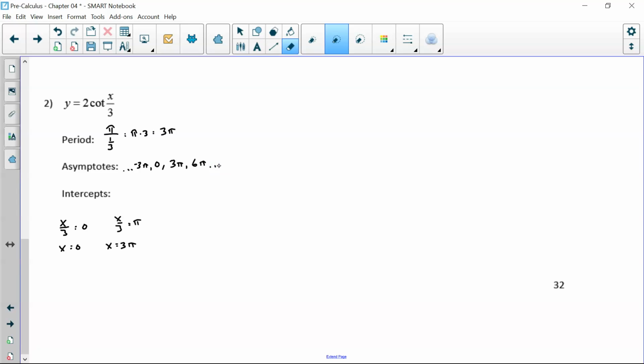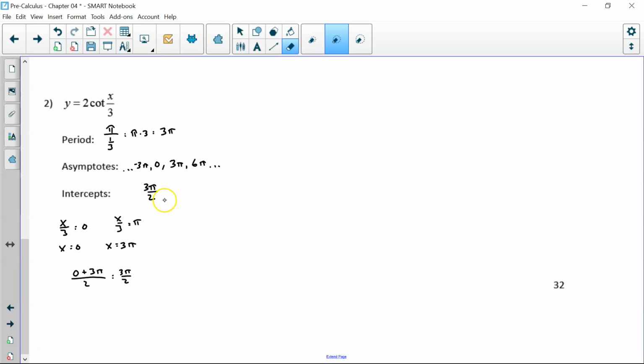And our intercepts. Now we want to find out what's in between. So we want to find the midpoint. 0 plus 3 pi divided by 2. So that's going to be 3 pi over 2, 3 halves pi. So we have an intercept at 3 pi over 2.